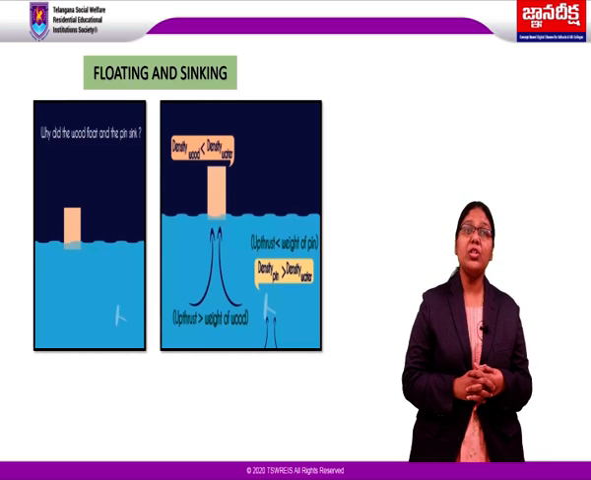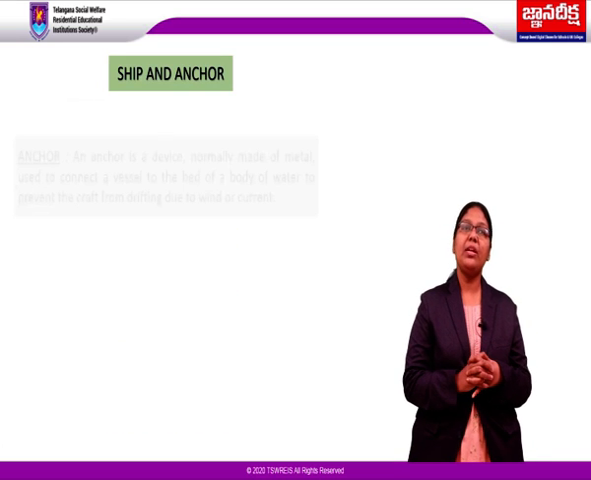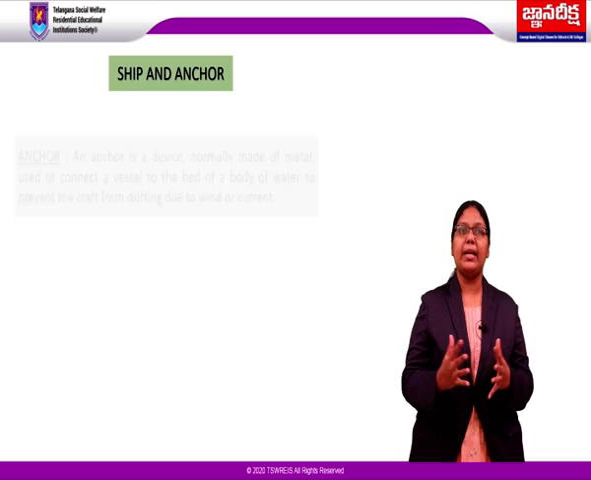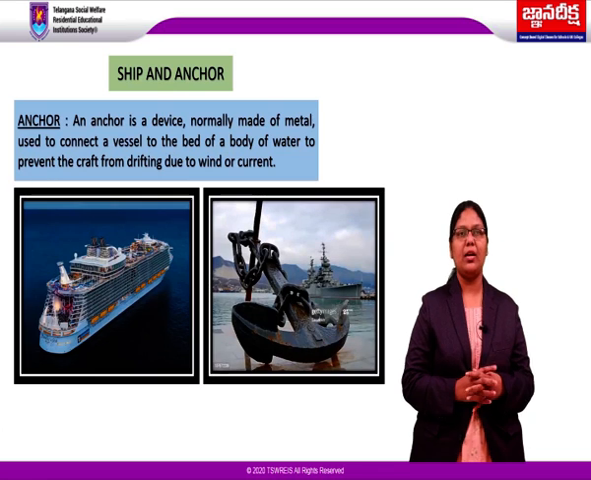Then, large ships and the anchor, which is used to keep the ship stable without drifting away, are made of the same metal. But ships float and the anchor sinks to the seabed. Why?